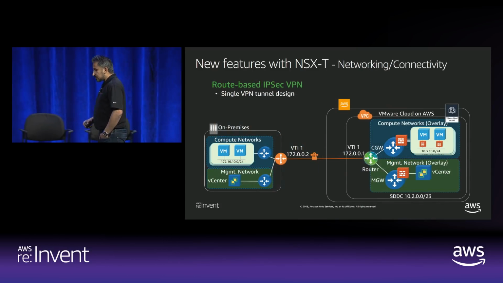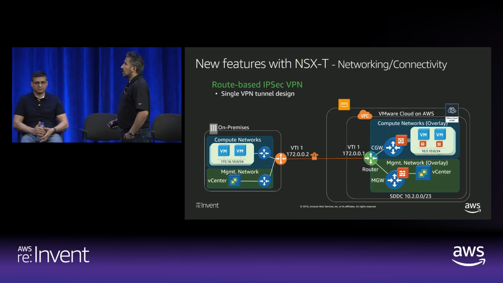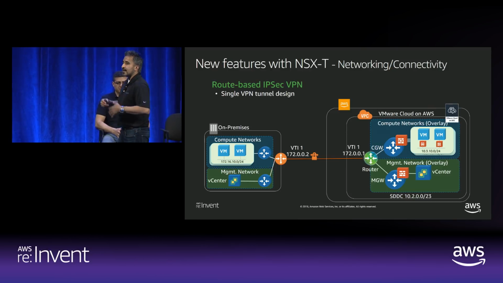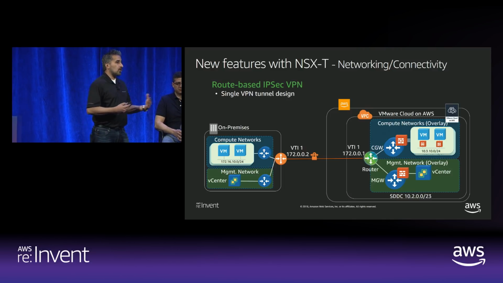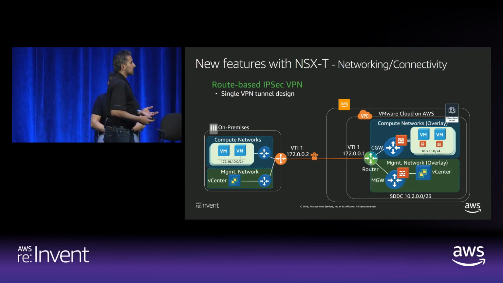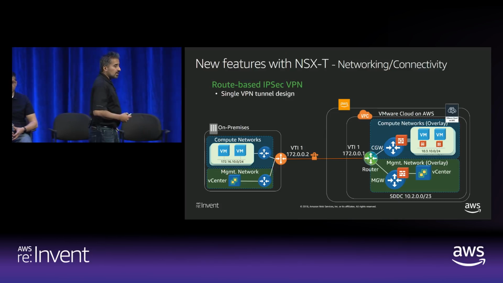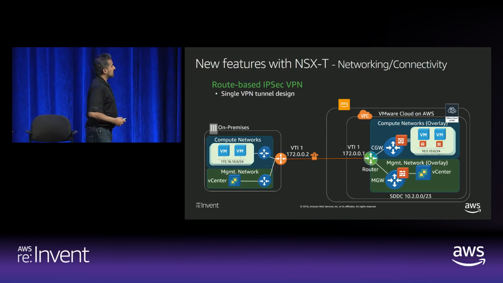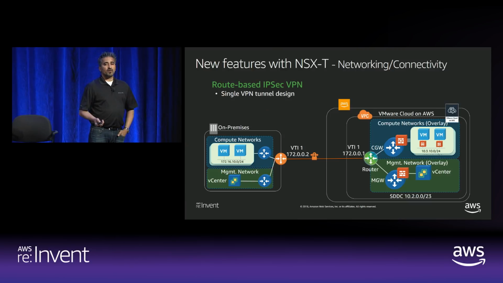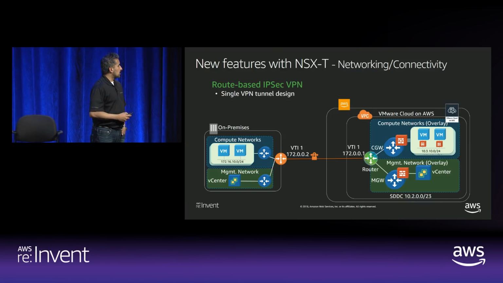A lot of enhancements in terms of connectivity as well. First, you'll remember in NSX-V, we supported policy-based IPSec VPN, where you had to select the networks on each side. Now we also support route-based IPSec VPN, where you can set up IPSec VPN, and then you can run BGP over it to automatically learn the networks, okay?